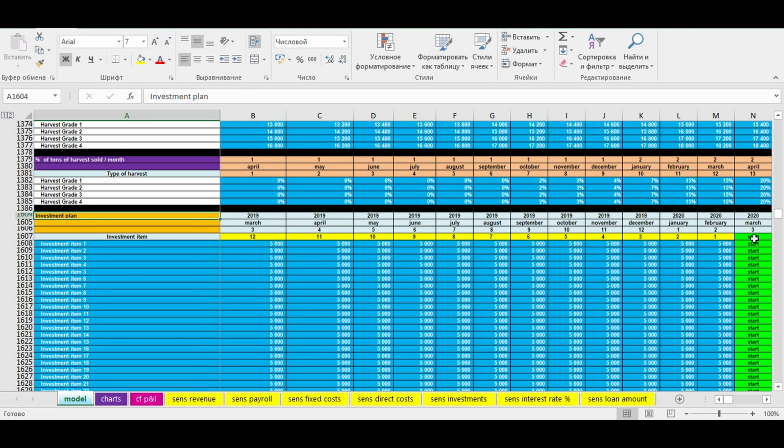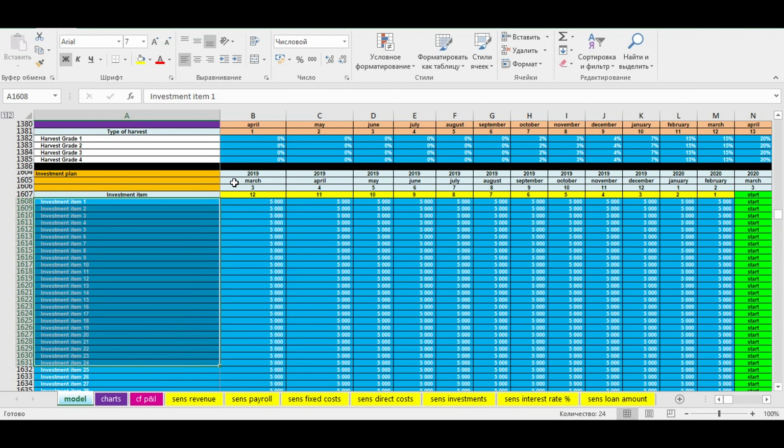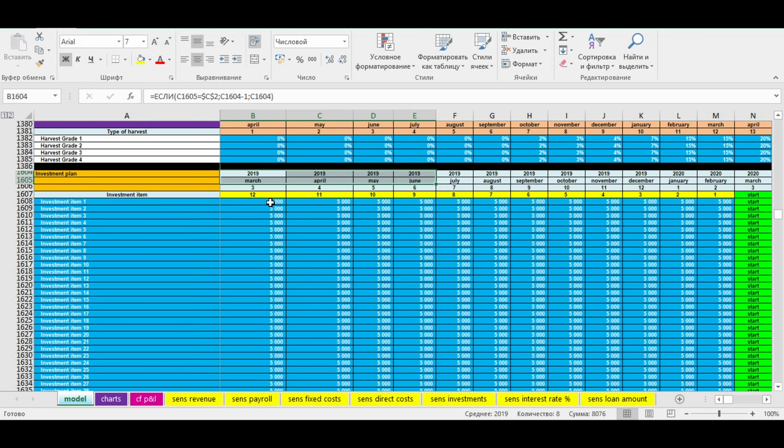The next block of inputs deals with the investment needed before we start the operational activity stage. The green column will show us the moment when we start operating activity. Moving to the past from the moment of starting the operating activity, we describe our investment stage. Here, we can specify what item we invest in, when we invest, and how much we invest.